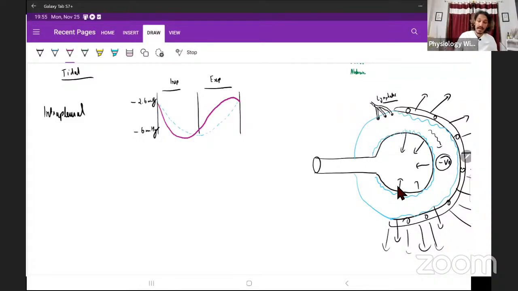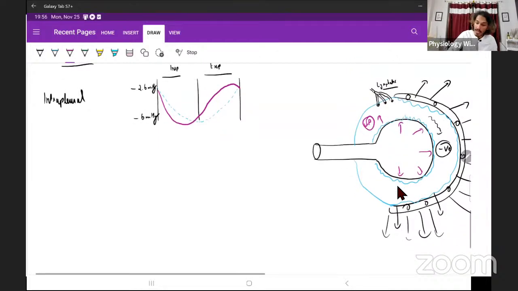Now, as a result of this, what will happen? If the pressure here drops, lesser pressure here, won't that act like a suction? A negative pressure here, won't that pull this alveolus that you see over here? And won't that make it bigger like this? So what is going to happen here?